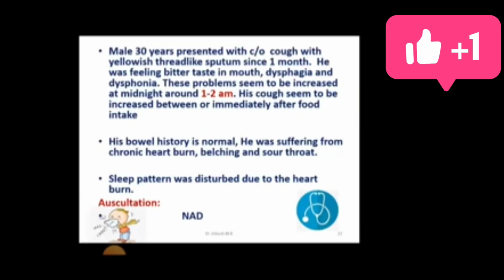Again, male, 30 years, presented with yellowish thread-like sputum since 1 month. He was feeling bitter taste in mouth, dysphagia, dysphonia.